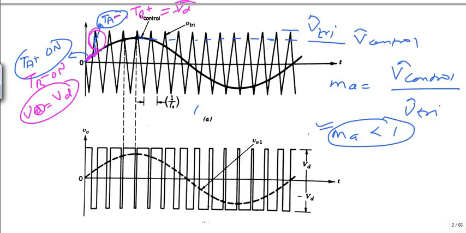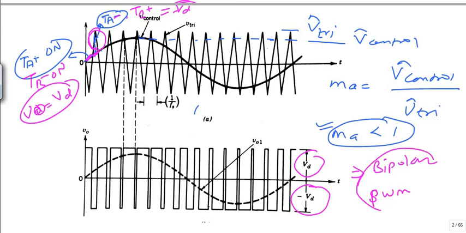So in this case my output voltage is switching between this plus Vd and this minus Vd. So this scheme of PWM technique is called bipolar PWM technique. Okay.